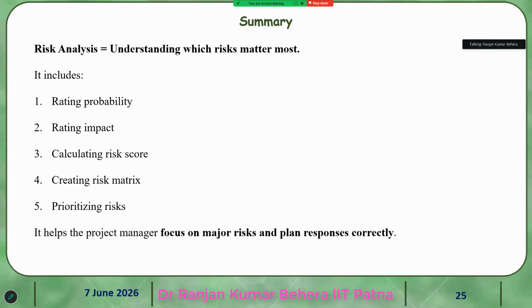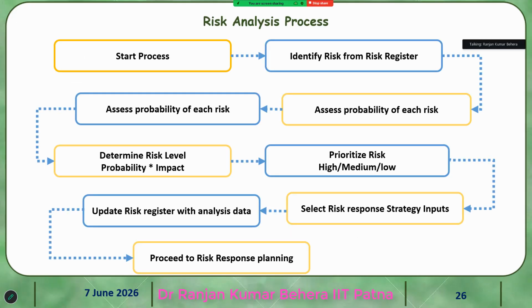The summary is that risk analysis is understanding which risks matter most: rating probability, rating impact, calculating the risk score, creating the risk matrix, and prioritizing the risks. It helps the project manager focus on the major risks and plan responses correctly. So this is risk management.